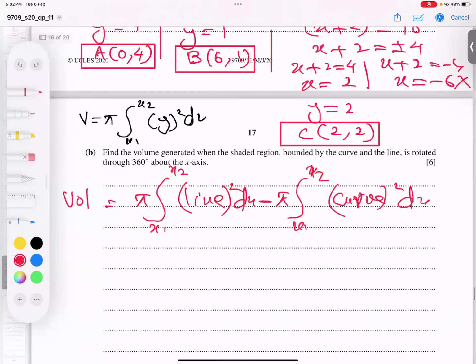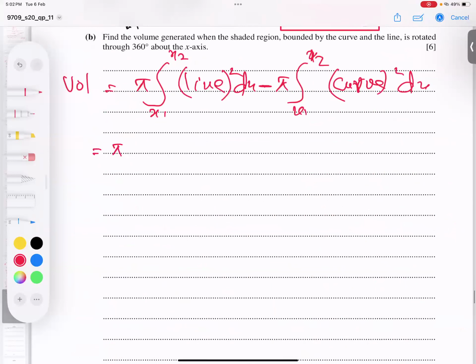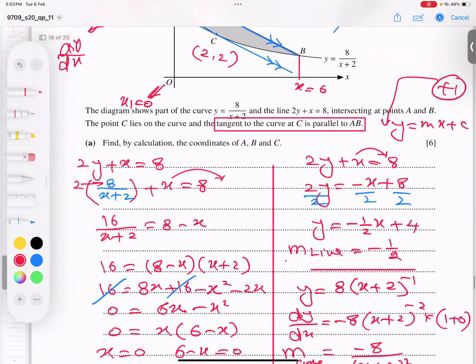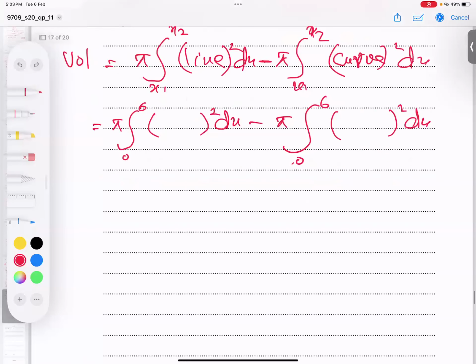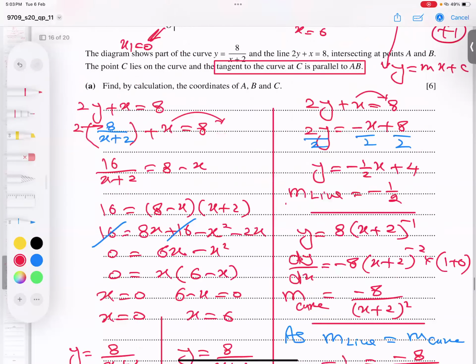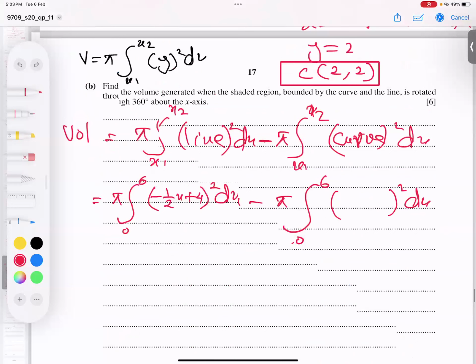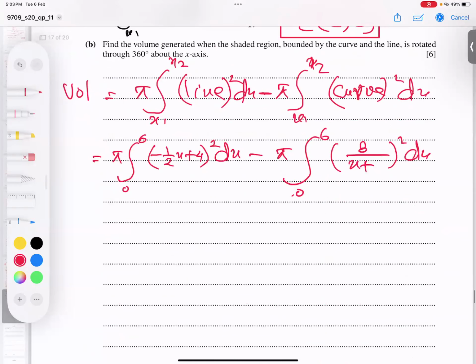So I'm going to write the values now. Get ready. Pi. Here I'm writing 0. Here I'm writing 6. And here I'm writing the line squared. Okay. Again, 0 here, 6 here, and I'm writing the curve equation. Get ready. Okay, now what is the line equation, students? I can use this also. Negative half x plus 4. So I'm writing here negative half x plus 4. And the curve equation, student, is this. 8 over x plus 2.